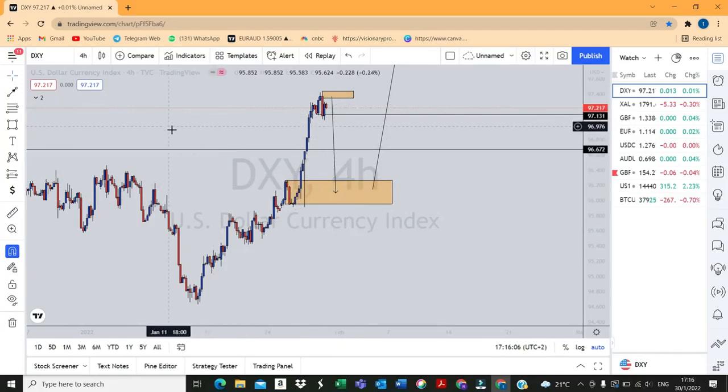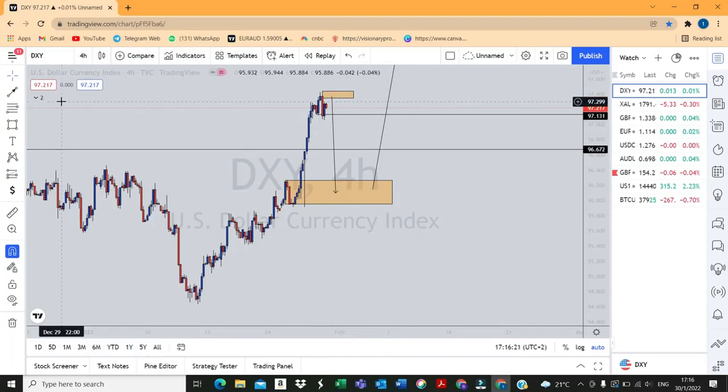So on a larger time frame, we say DXY is very, very bullish, right? But at the beginning of the week, we expect these drops all the way to this region. This is just a corrective move before we get a new impulse move. So that's what we have on our DXY.